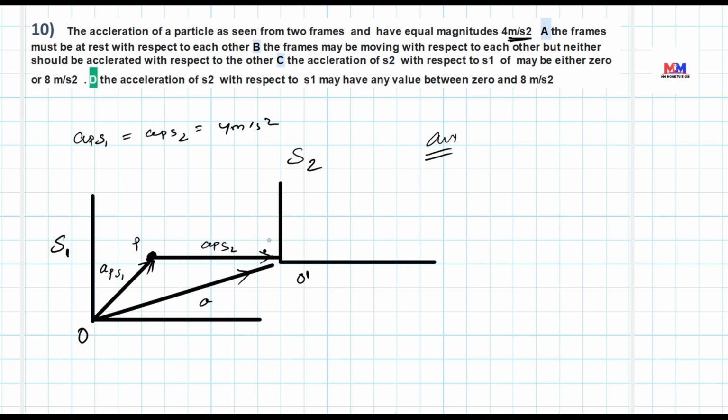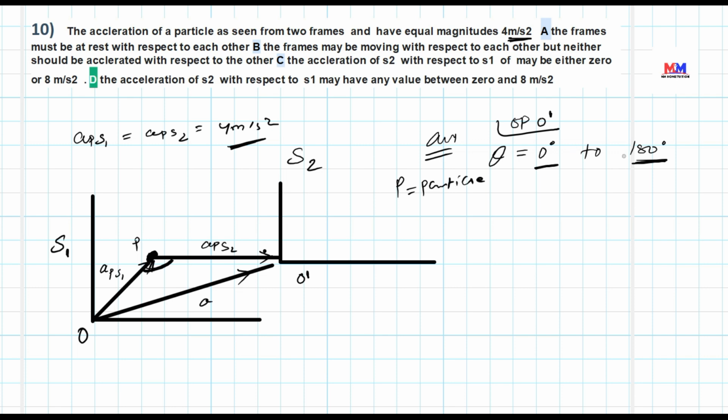Let the accelerations be AP S1 and AP S2, already given as 4 meter per second square, and the theta value varies between 0 to 180. So this angle is OPO dash. This OP, this is the particle P, and the angle with respect to both the frames of reference varies from 0 to 180 degrees. So this is the OPO dash angle.